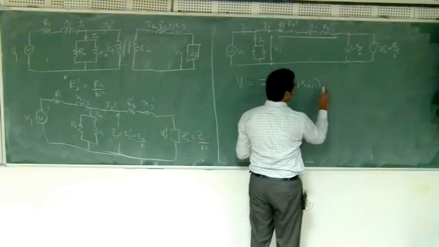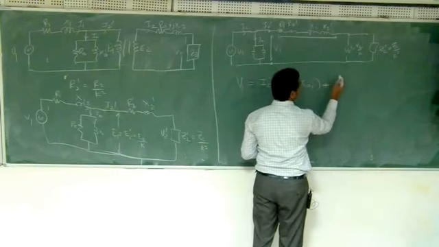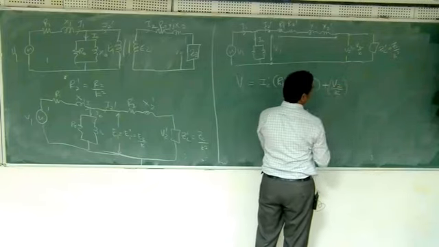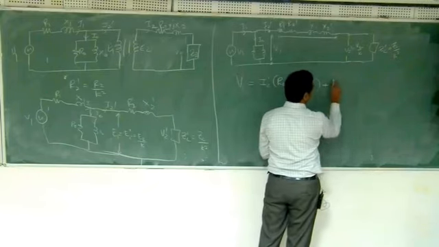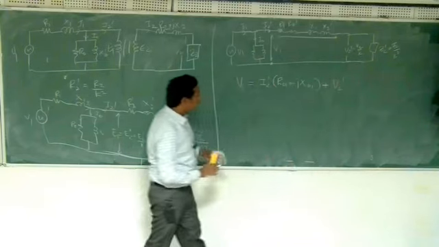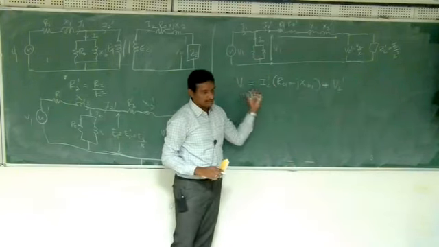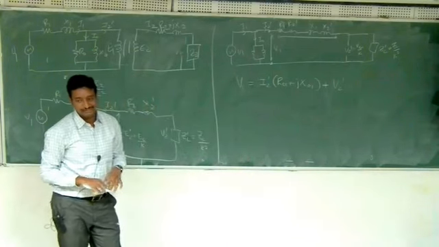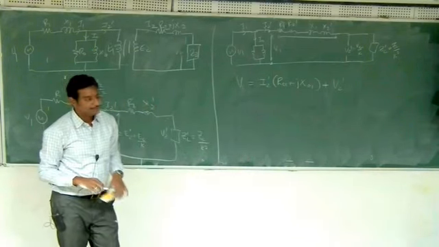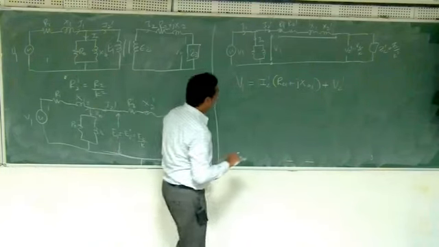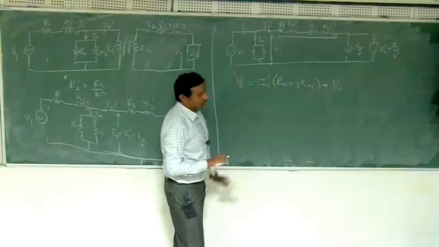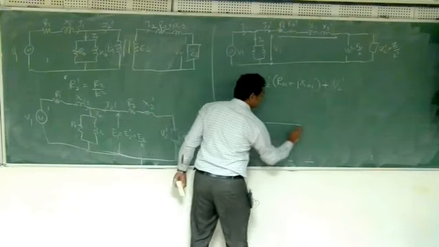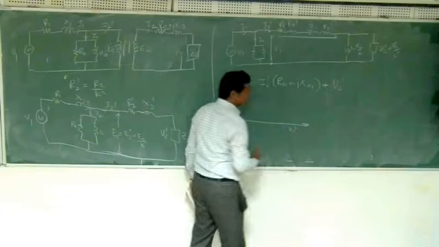Plus V2 dash, which is nothing but V2 by K. Okay. So I'll just simply write V2 dash. Now if you look at this simple expression, you can right away estimate the voltage drop approximately. If you look at the vector diagram, think of V2 dash as your reference. V2 dash is my reference.